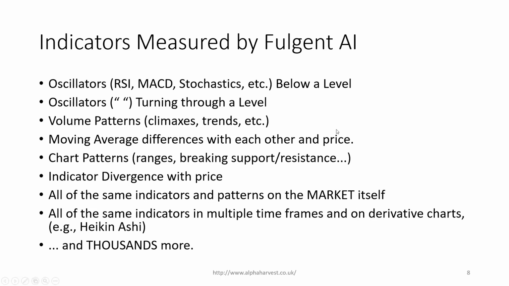Now, just to give you an idea, let's say you've got a couple of indicators in your database. The Fulgent AI measures oscillators, RSI, MACD, stochastics, volume patterns, moving average divergences, chart patterns, ranges, breakouts, support and resistance, indicator divergence with price, and all of these indicators on the market itself. And then it would look at how these indicators relate, how the stock's performance with these indicators relates to that of the market's indicators. And it does all that, and then it goes on and looks at a combination of indicators and thousands and thousands and thousands more. So you can see how deep down the rabbit hole you would like to go with this.